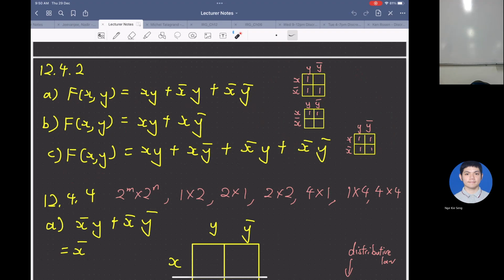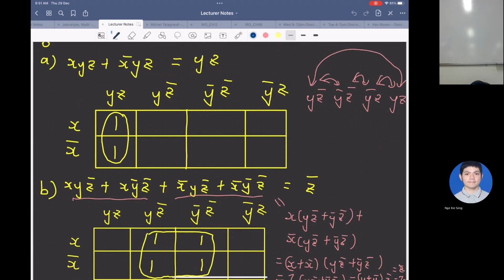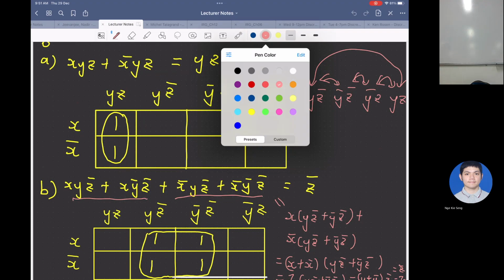Anyone have issue labeling the blocks? No? Before we start doing minimization, you have to know how to build your cells. You have to make sure the adjacent cells differ in exactly one literal. In the 2 variable, 4 cell case, this one is easy. No matter how you put them, they will be adjacent. But in the 3 variable case, this one is different already. If you place it wrongly, then your K-map won't work.